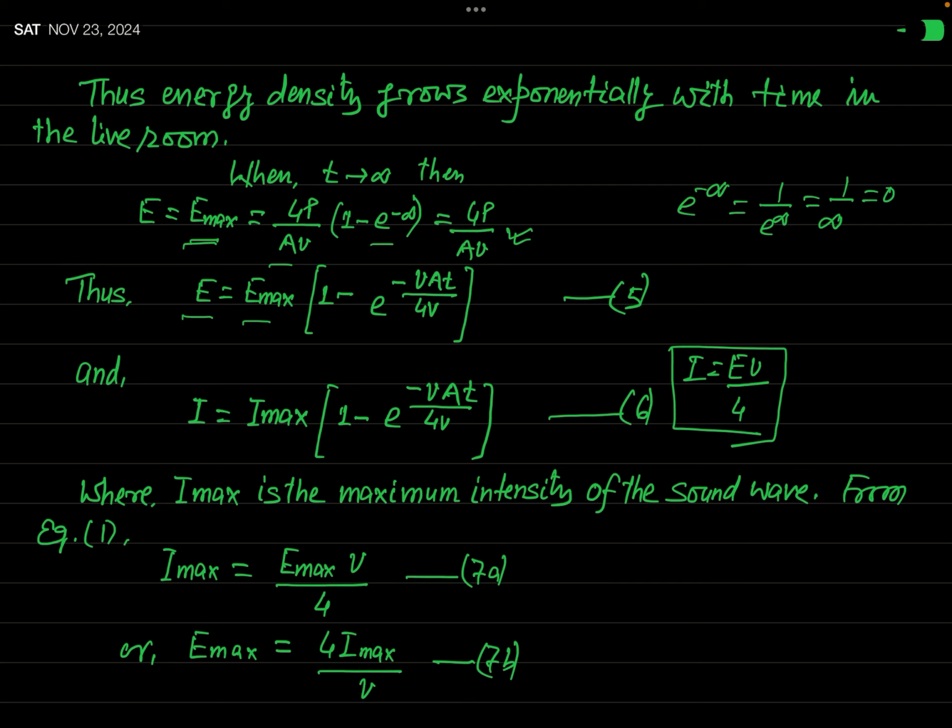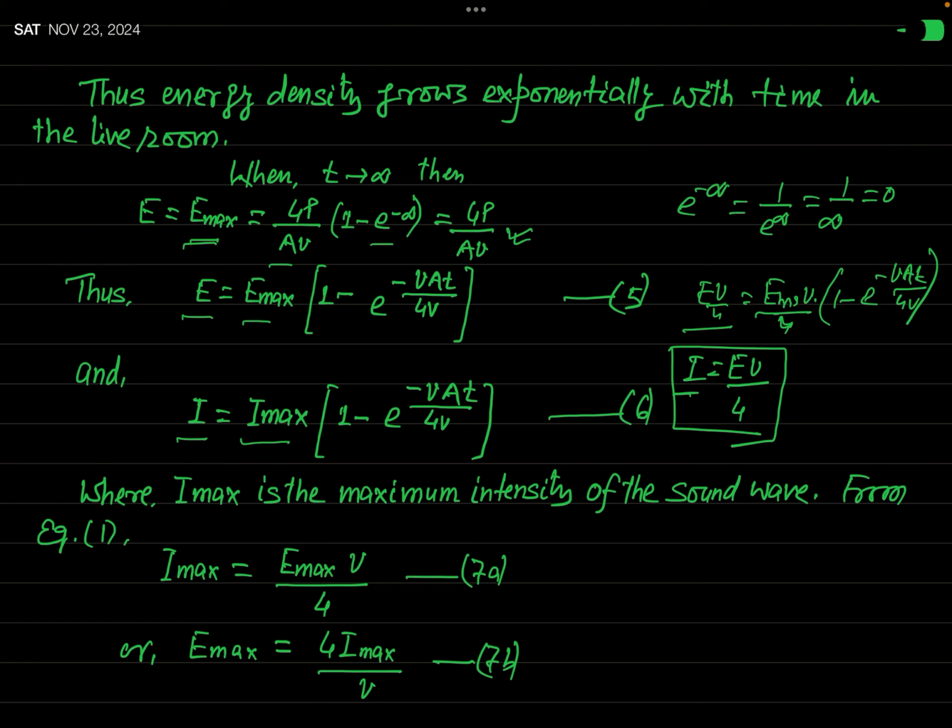So this is the law of increase or growth of energy density in the live room. Now, you have seen earlier that this energy density is directly related to intensity: I equal to EV divided by 4. So if you multiply equation 5 on both sides by V by 4, in the LHS there will be EV by 4. In the RHS there will be E max times V by 4 times 1 minus e to the power minus VAT divided by 4. Now you can write EV by 4 equal to I, and similarly E max times V divided by 4 will give the maximum value of intensity.